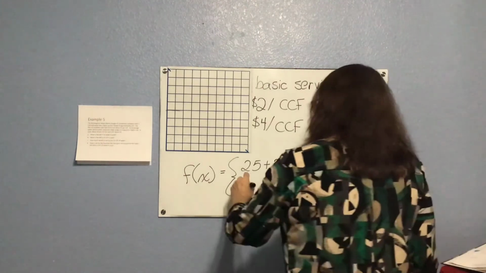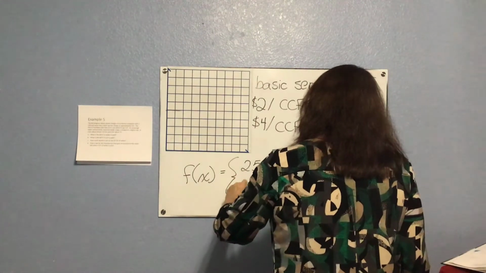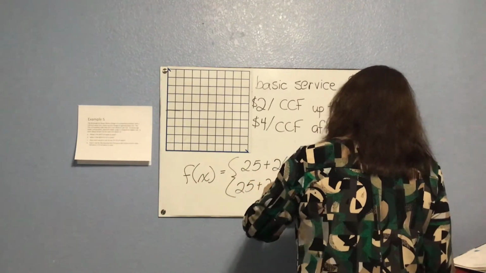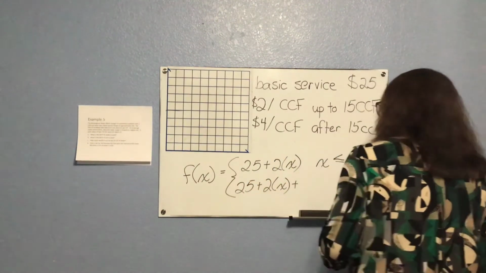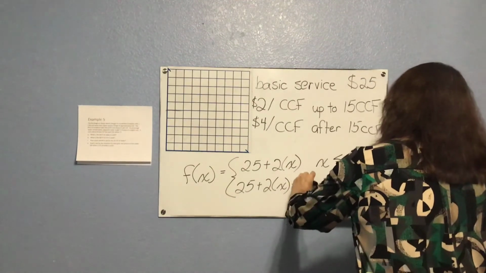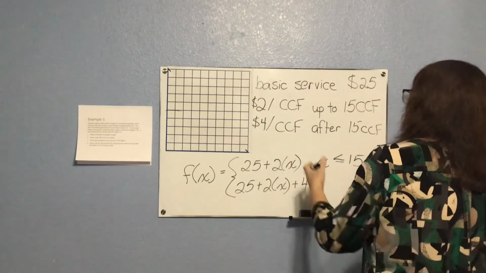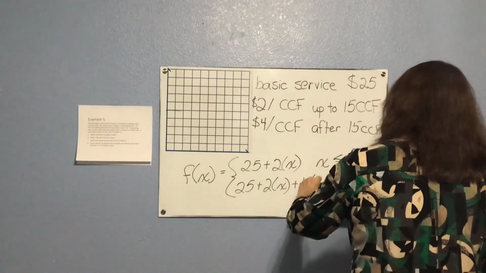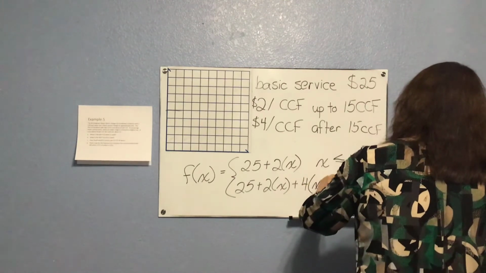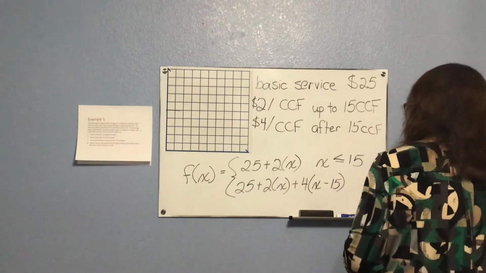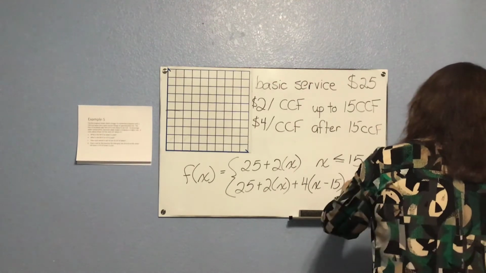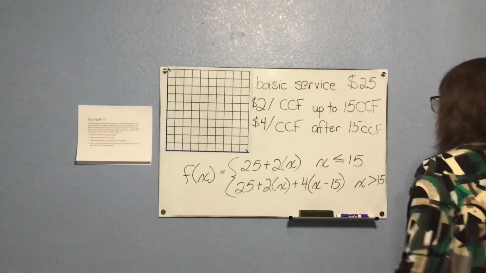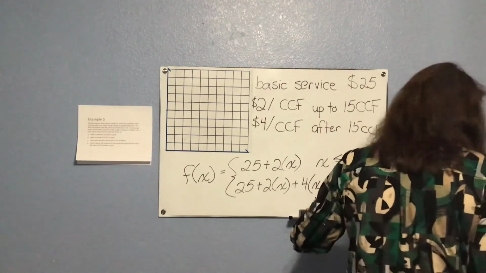And then the second part of my rule, I'm going to pay 25 plus the 2x plus 4. But I can't say 4x because I've already paid for 1,500 cubic feet. So I'm going to have to say x minus that first 15 (1,500 cubic feet) if x is greater than 15. So this is my function rule.